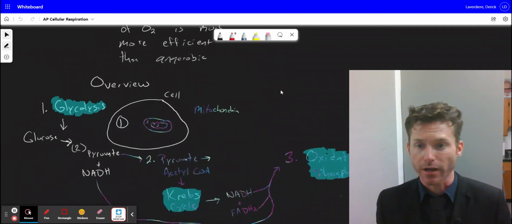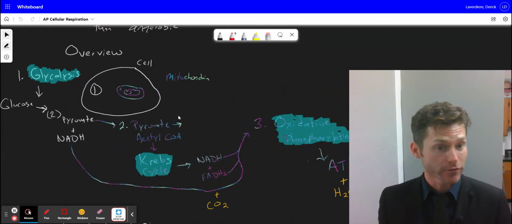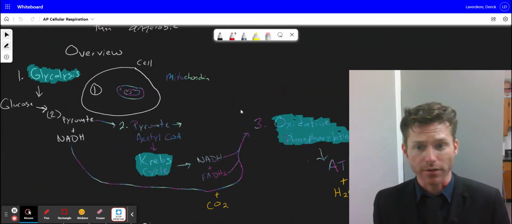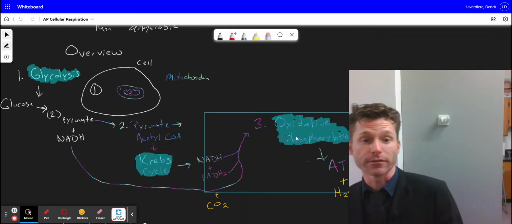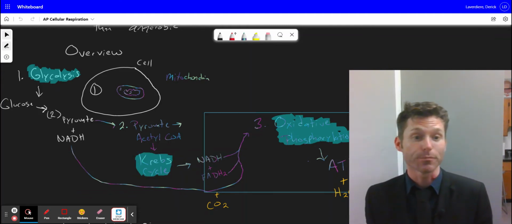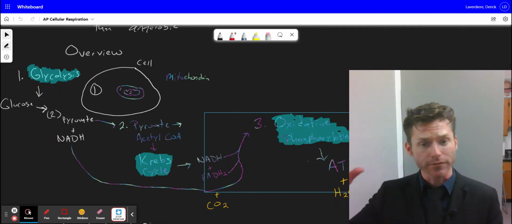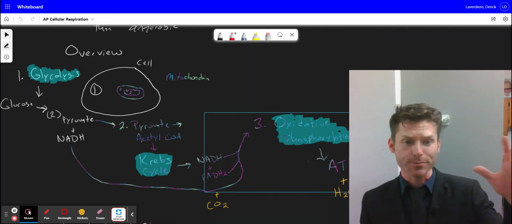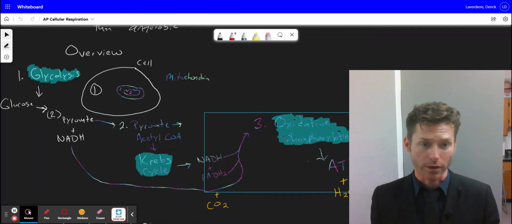So an overview of our general process here. Our cellular respiration, our aerobic cellular respiration, occurs in three major steps. The first step is glycolysis, the second step is the Krebs cycle, and the third step is oxidative phosphorylation and chemiosmosis via an electron transport chain. You can shorten it to either oxidative phosphorylation or electron transport chain. Either one is an effective way of demonstrating what stage you're on.